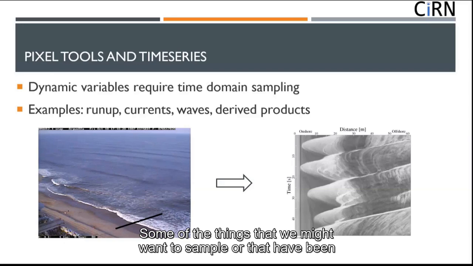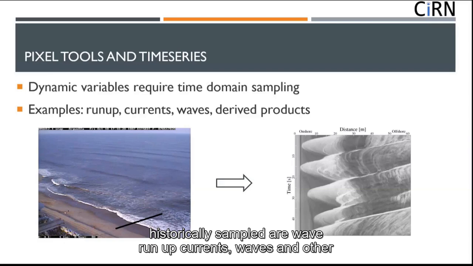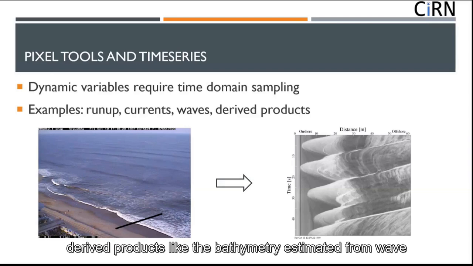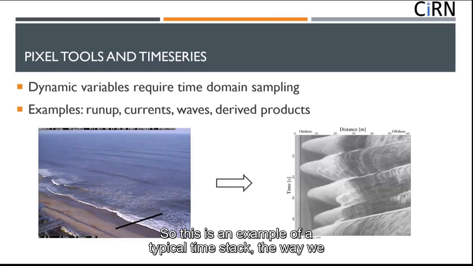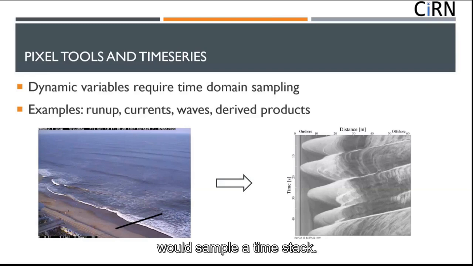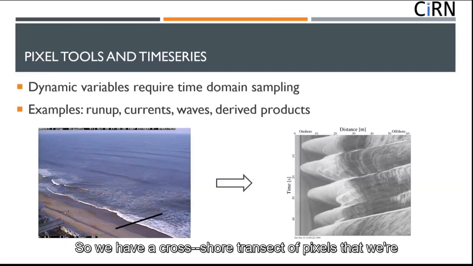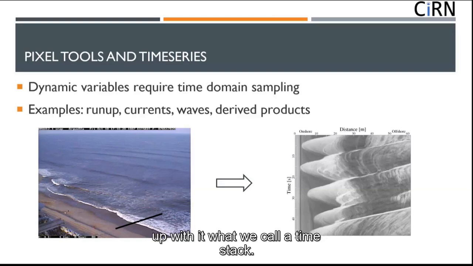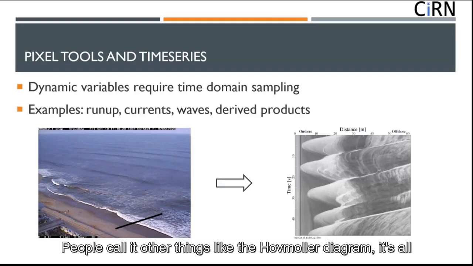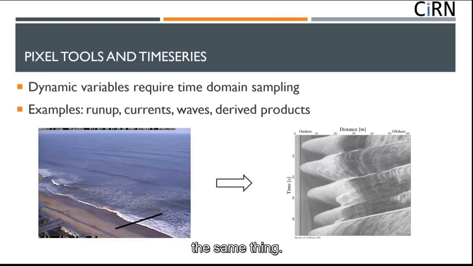Some of the things that we might want to sample, or that have been historically sampled, are wave run-up, currents, waves, and other derived products like bathymetry estimated from wave speed and direction. So this is an example of a typical time stack. The way we would sample a time stack, we have a cross-shore transect of pixels that we're sampling through time. And so when you map that out, you end up with what we call a time stack. People call it other things like the Hovmöller diagram. It's all the same thing.